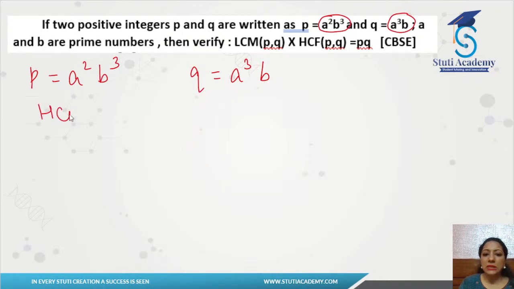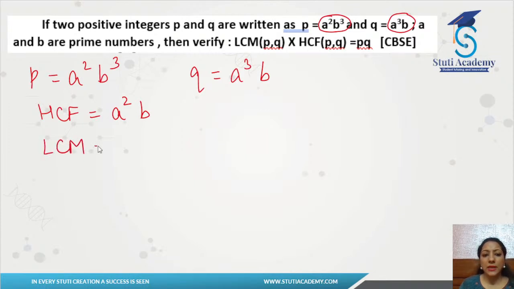Now as we can see, the HCF here is, we have a square here and a cube here. So we can say in HCF we have a square. We have b cube here and then we have b here. So we have b in the HCF. So HCF of these two numbers is a square b.